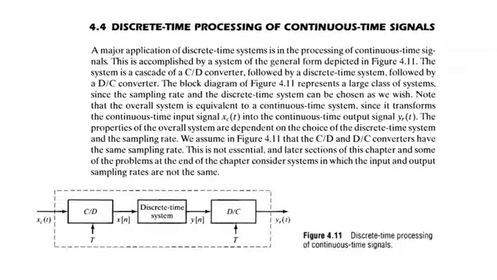Likewise, in D to C, the only thing that we can change is the sampling time. Here we are calling it continuous time signal processing because we have continuous time input and continuous time output. Only the discrete time system is discrete. So let's get into the mathematics of this diagram.